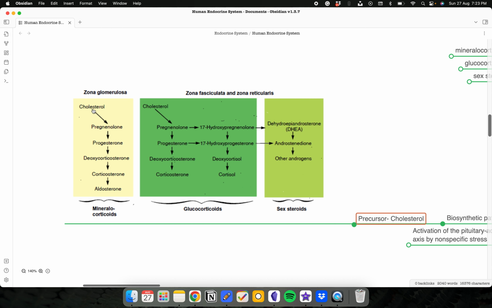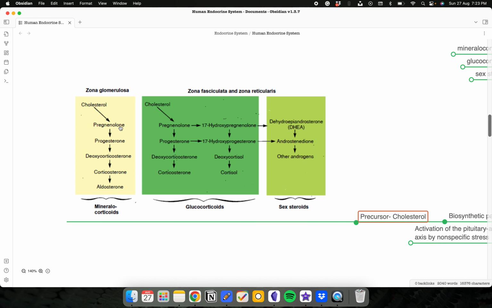We have cholesterol, and from cholesterol pregnenolone is produced, and from pregnenolone progesterone is produced. From progesterone, deoxycorticosterone is produced, then corticosterone, and ultimately aldosterone. This is the mineralocorticoid.